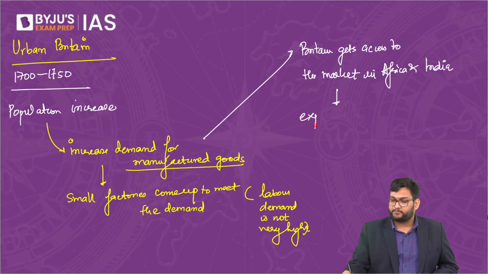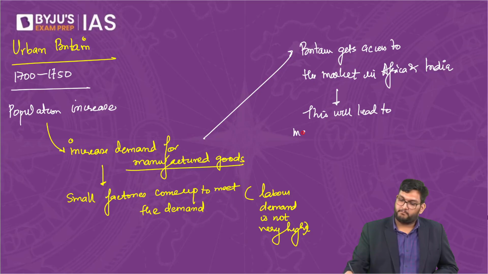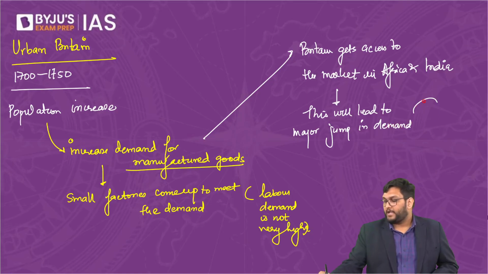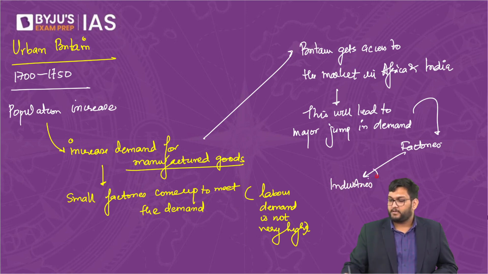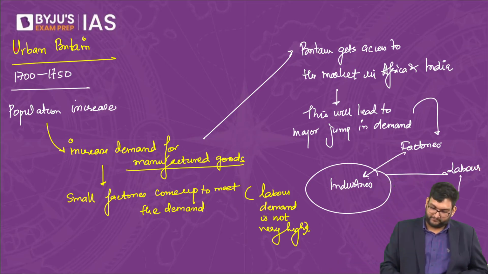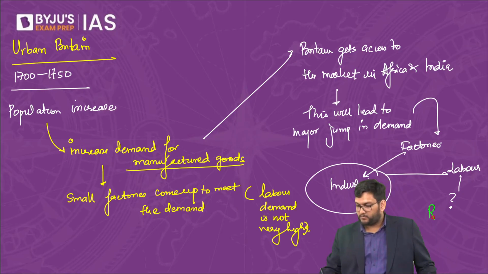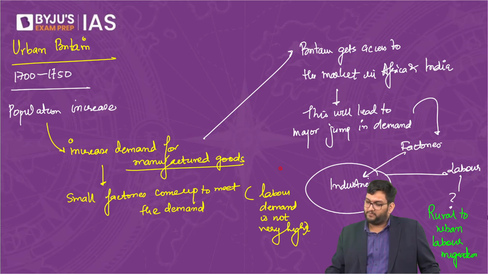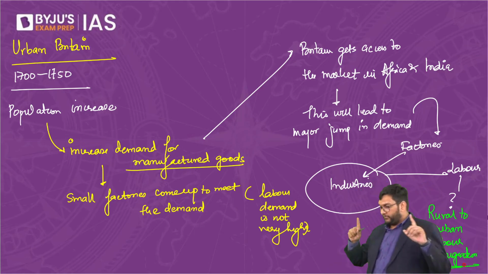This will lead to a major jump in demand, and these factories will now become industries, and industry needs labor. And where does this labor come from? Where does this labor come from? Rural to urban labor migration.